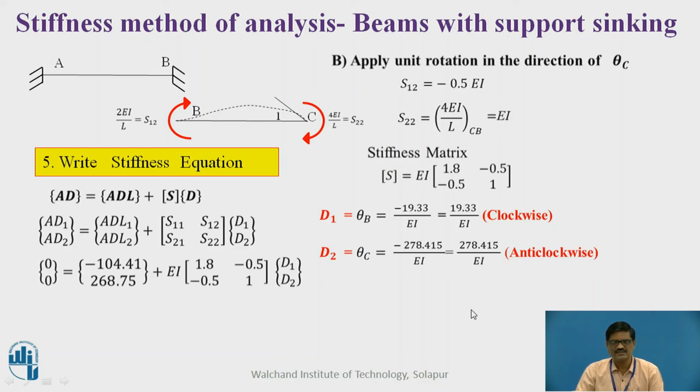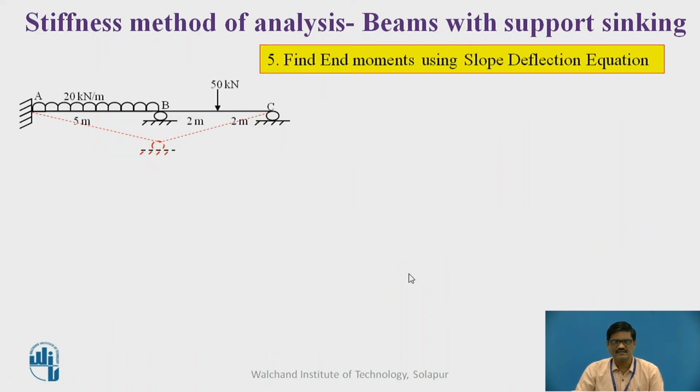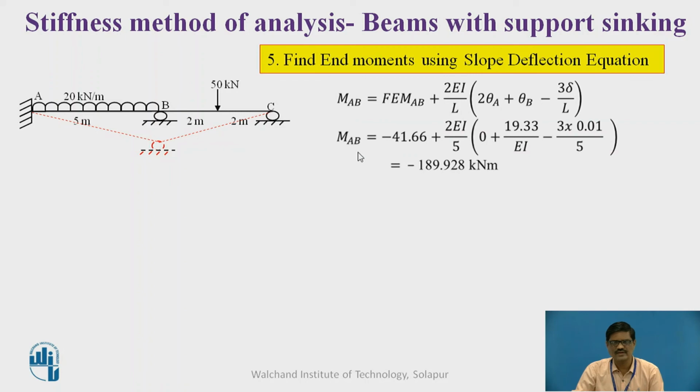So, after getting these deformations, the next job is to get the unknown moments or end moments, and this is how the actual deformation will take place. So, you can see at B clockwise rotation is present, and at C anti-clockwise rotation is present. For finding the end moments, we use the slope deflection equations. MAB is FEMAB plus 2 EI by L, 2 times theta A plus theta B minus 3 delta by L. So here we'll substitute all the values.